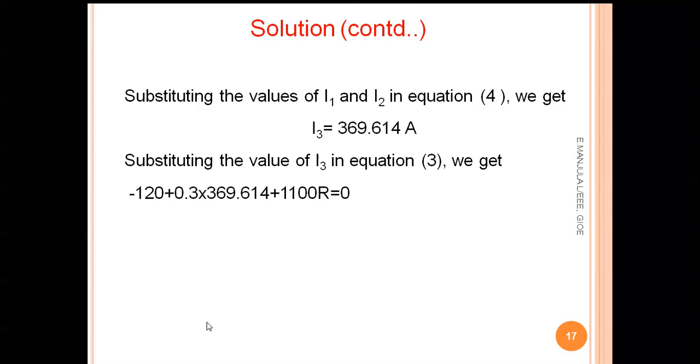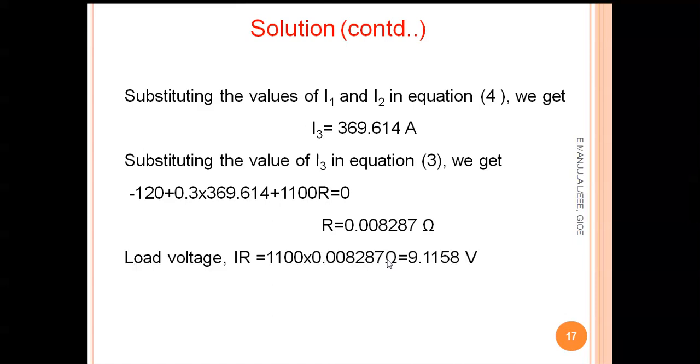Now substituting the I3. So we know I3 now. So substitute the I3 value in equation 3. You will get R. Okay. So the load resistance is 0.008287 ohms. So we have to get the load voltage. So for load voltage we have to find I into R. I is nothing but the total current, I1 plus I2 plus I3, into R. So we know now R and we know the total current.